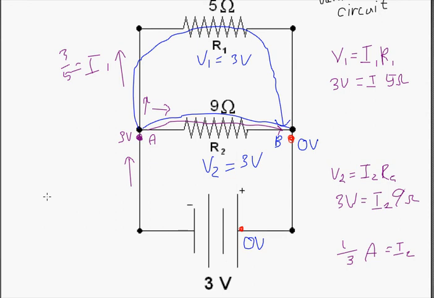Something like 14 fifteenths. That seems about right. That's going to be our current coming out of our battery. How do I know that? I go 1/3 plus 3/5, leaving my units off, but they're amps. And find the common denominator. 1/3 out of 15 is going to be 5/15, plus 9/15 equals 14/15. And there we go. We've got our answer for our current through our battery. We've got everything. All right, guys.